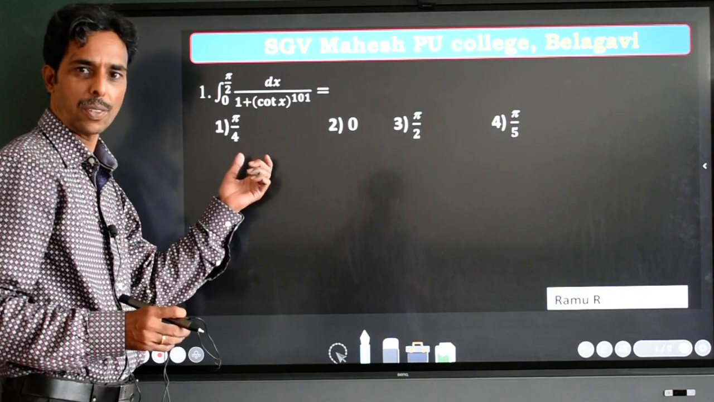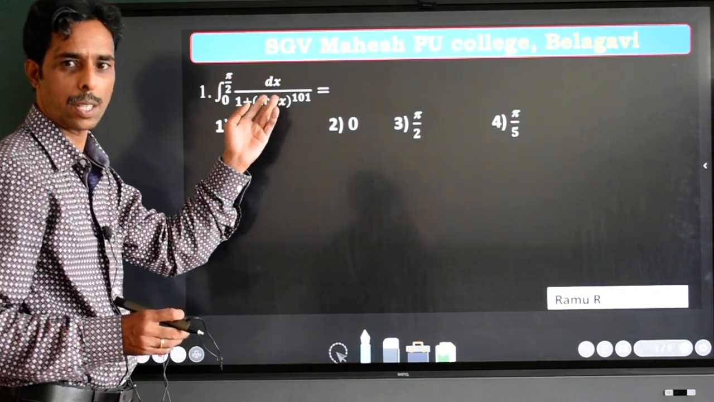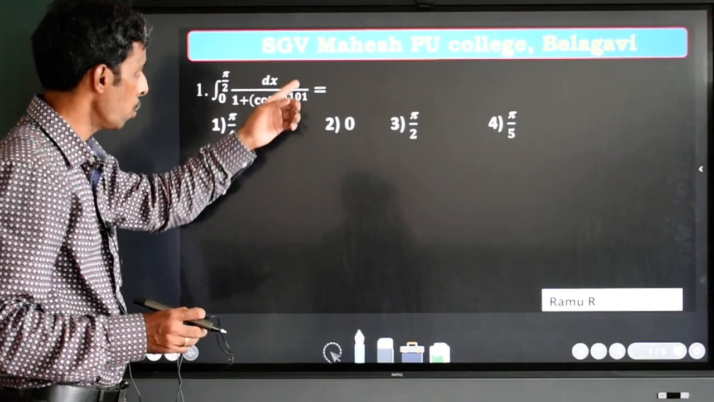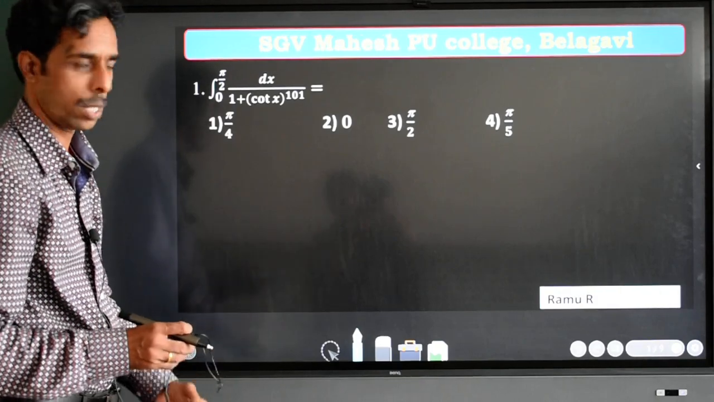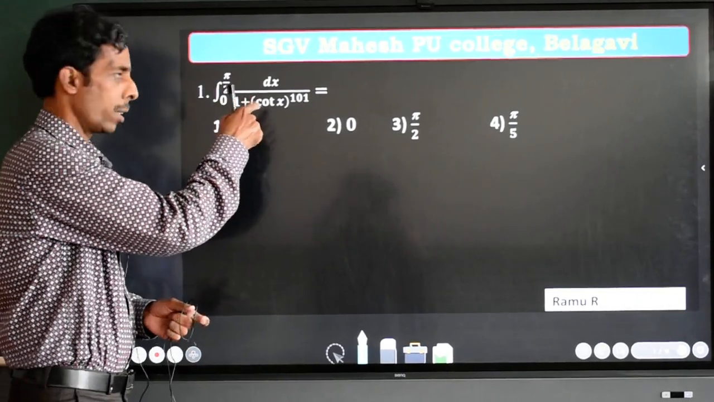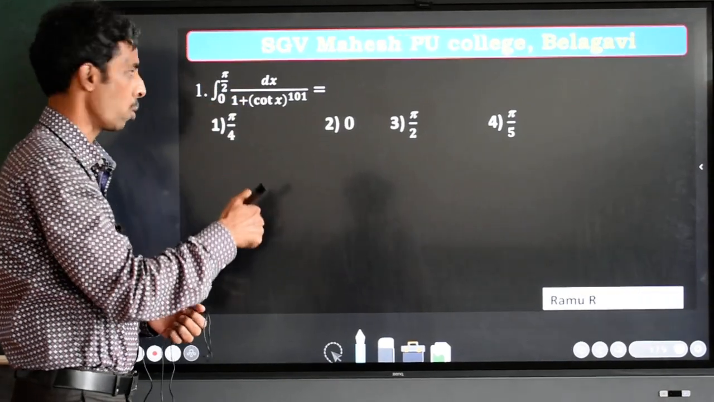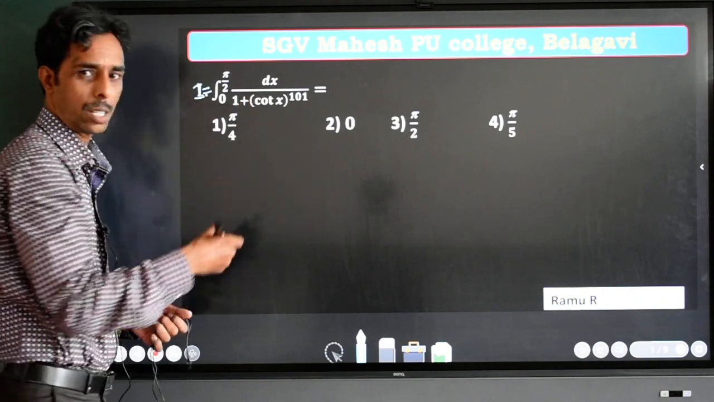The properties of definite integrals say that the integral from 0 to a of f of x dx can be written as the integral from 0 to a of f of a minus x into dx. According to that property, when you adopt the same property here, you can get its result very easily. Just for time being, you call this equation number 1.